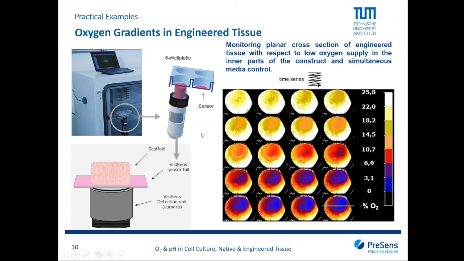And this is really pretty useful information for engineered tissue, because if you use, for example, vascularized systems or perfused systems, you can check on how good your perfusion within your scaffold is. Or you can also use oxygen-enhancing materials that are seeded within the scaffold, and you can prove that they really enhance the oxygen supply within.